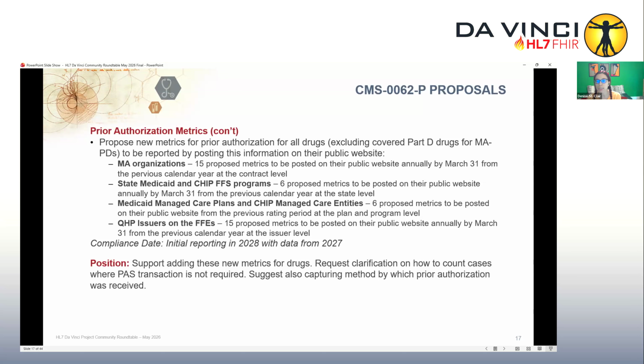So that's one question. And the community is also suggesting capturing an additional metric, which is the method by which the prior authorization was received, making sure that we can really understand when the APIs are coming into play and how using the API impacts the outcome of that prior authorization and the timing of such. So that's where the Da Vinci community is currently landing on metrics.